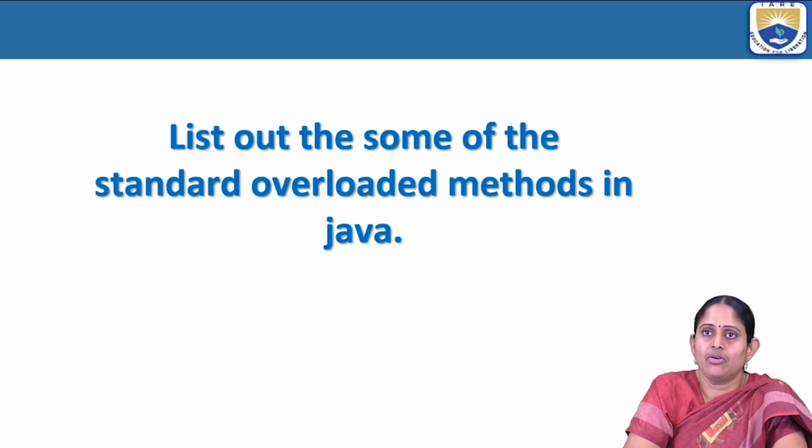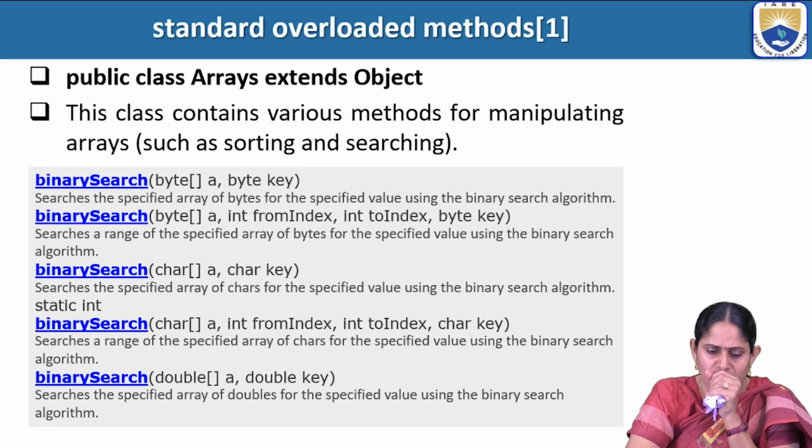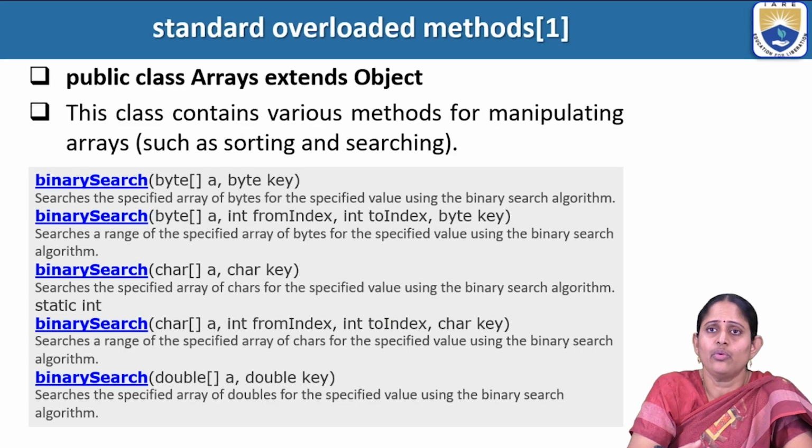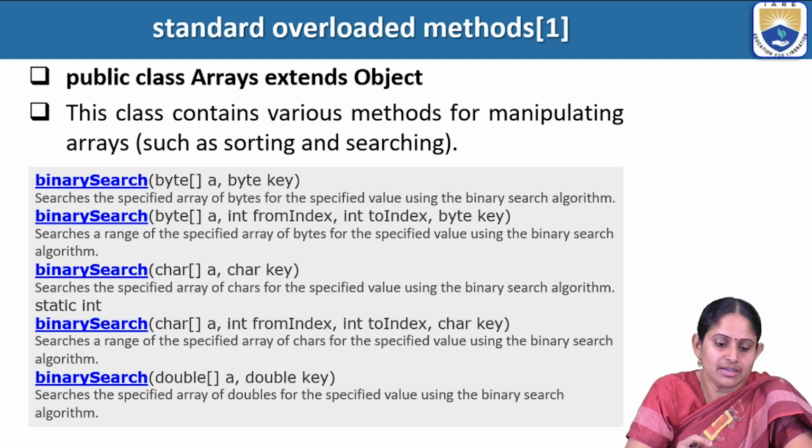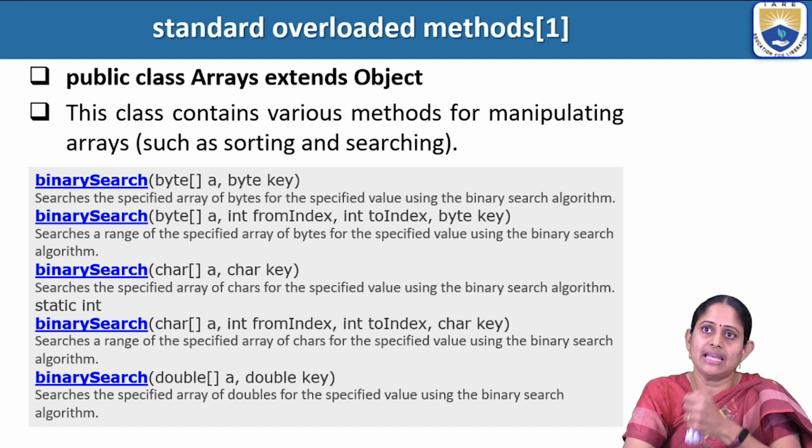Next is: list some of the standard overloaded methods in Java. Overloading methods means they have the same name but different signatures. Signature means the parameters passed will be different, but the method name will be the same. So these are some of the built-in methods available in the arrays class.